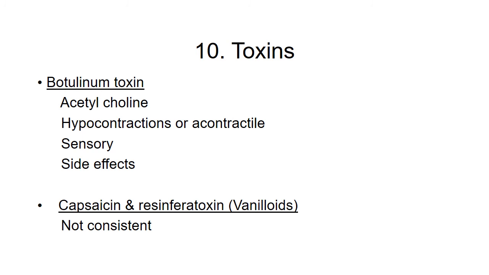The third action is that it produces sensory impairment in the bladder. This is due to botulinum toxin inhibiting the spinal cord release of glutamate, substance P, and calcitonin gene-related peptide. The side effects of botulinum toxin are bladder pain and UTI.